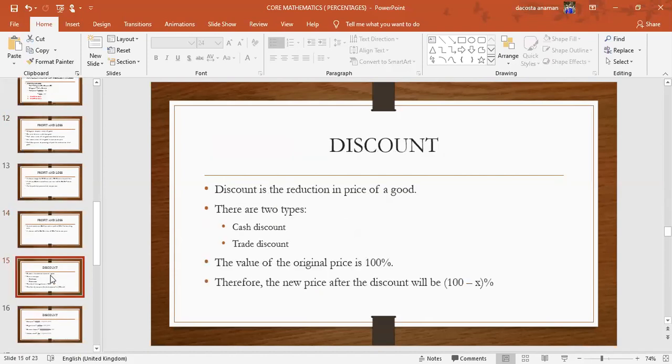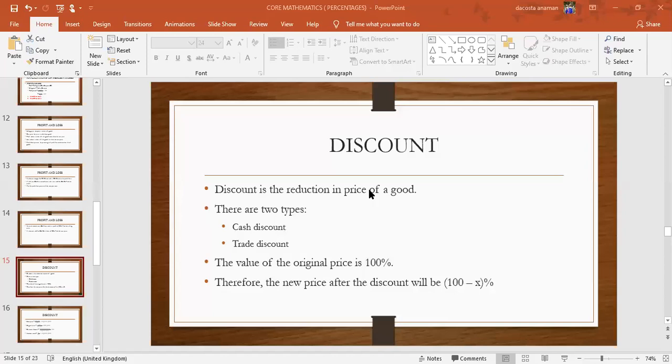So now let's move on to another topic, which is discount. Discount is the reduction in price of a good or a product. And there are two types of discounts: the cash discount and the trade discount. Cash discount is given when someone makes immediate payment. So if you are going to buy something and you make immediate payment, that is the discount that is given to you.